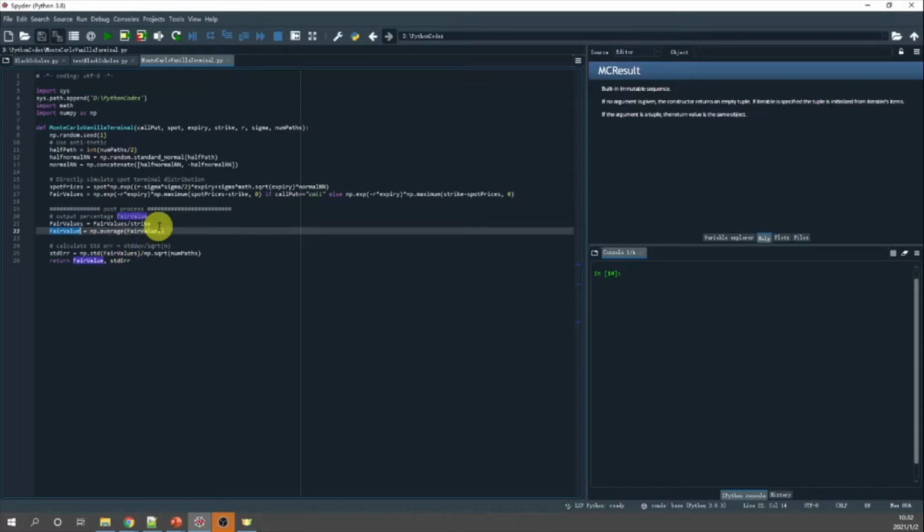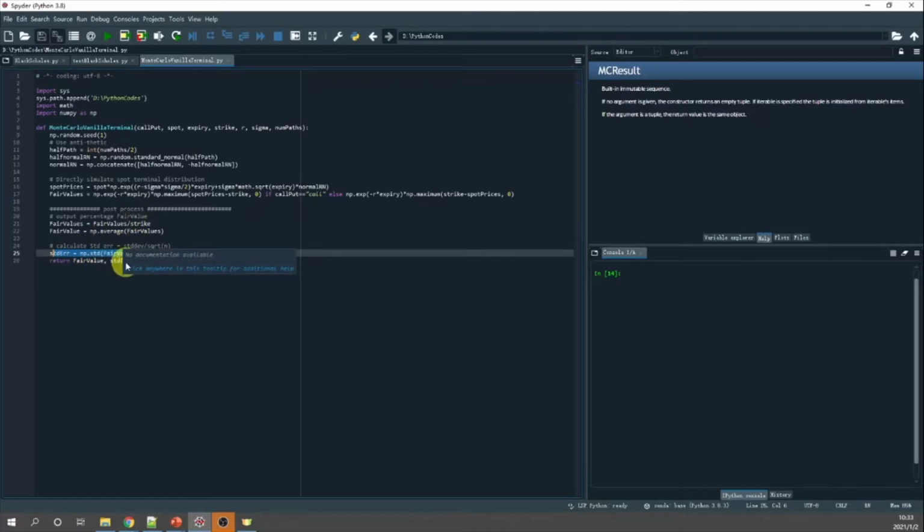Finally, I also need to collect a very important statistic, which is called the standard error of the sample average, which is calculated as the sample standard deviation divided by the square root of the number of paths. This is a very important statistic. It will tell you how accurate your sample average is. If this value is very small, that means your fair value is very accurate.